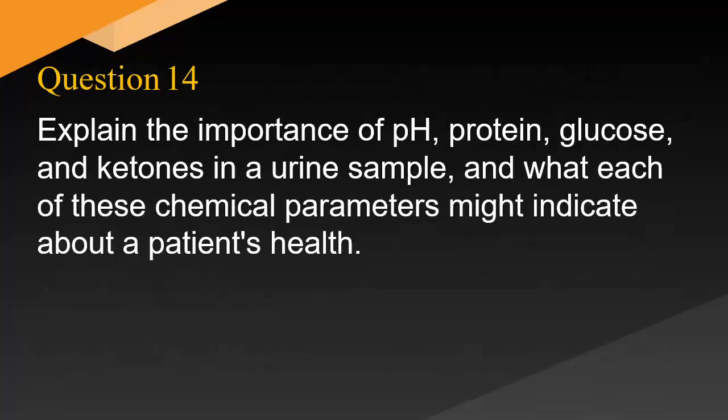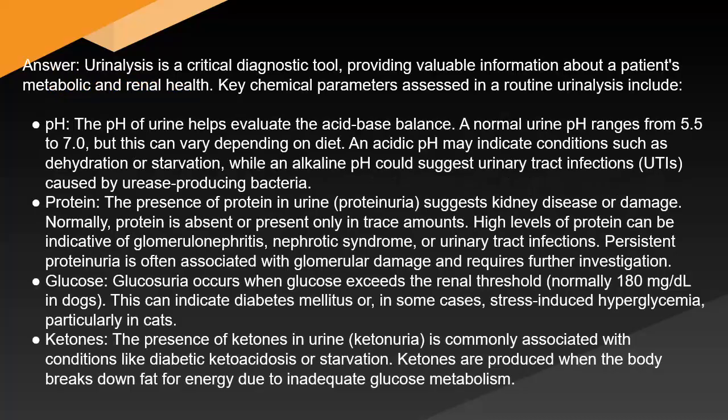Explain the importance of pH, protein, glucose, and ketones in a urine sample and what each of these chemical parameters might indicate about a patient's health. Answer: Urinalysis is a critical diagnostic tool providing valuable information about a patient's metabolic and renal health. Key chemical parameters assessed in a routine urinalysis include pH.